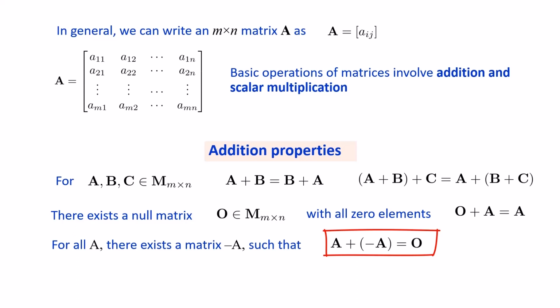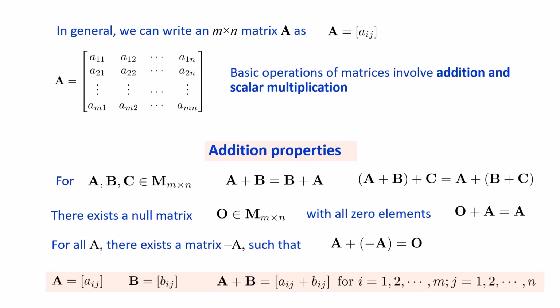or zero matrix. Considering the above rules, we propose that matrix A with elements Aij and matrix B with elements Bij may be added together to get a matrix A plus B with elements Aij plus Bij. Please note here, matrices A, B and A plus B all are of same size, m by n.